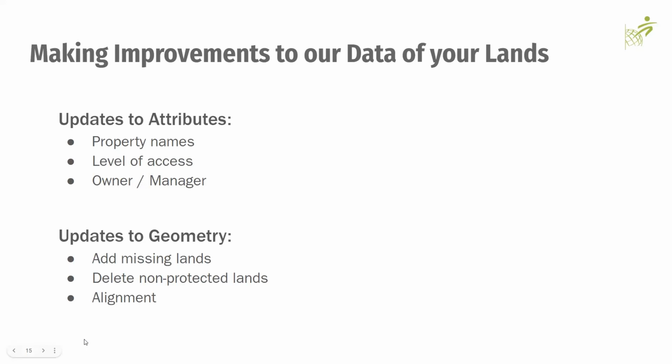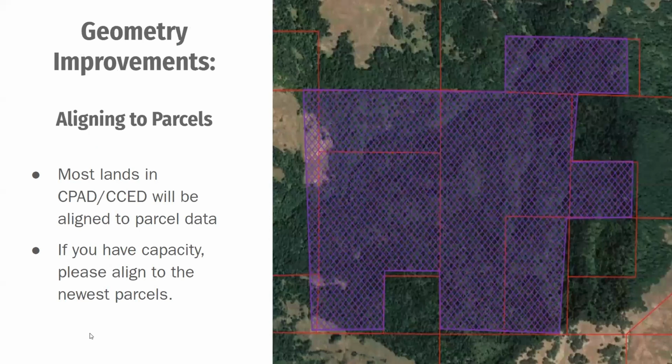And there are also some alignment issues that we'd like to address. So when it comes to alignment, CPAD and holdings that are in CPAD and CCD are usually aligned to the newest parcels. And so what you can do is give us a note that your data is definitely to be aligned to parcels.